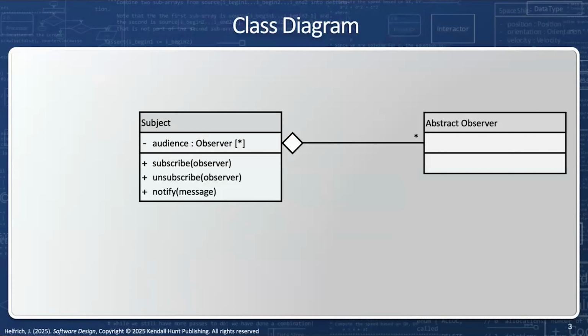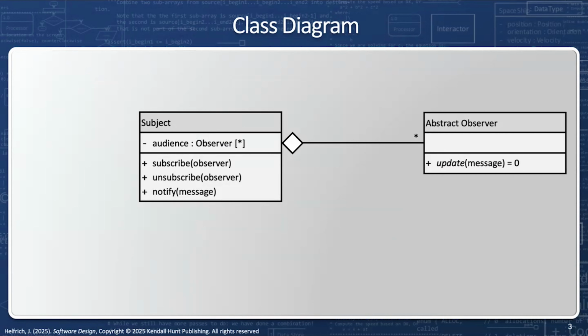I'm also going to have a notify, and notify is going to call the update method of the abstract observer. Now notice this is a pure virtual function because of the equals 0. And because there is at least one pure virtual function in its class, that makes this an abstract class, hence the name abstract observer.